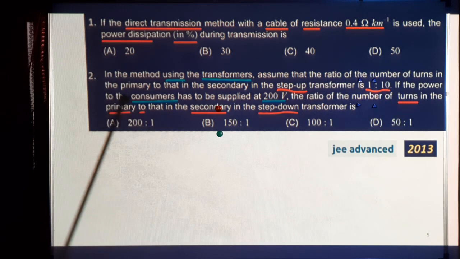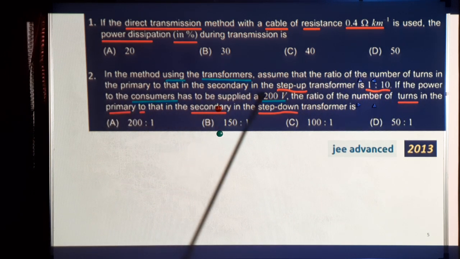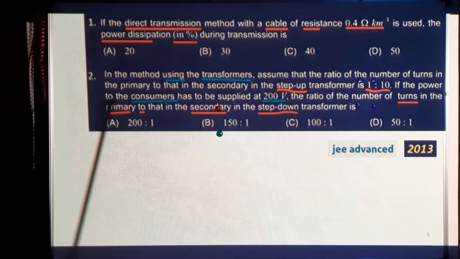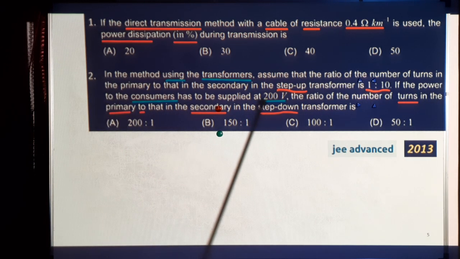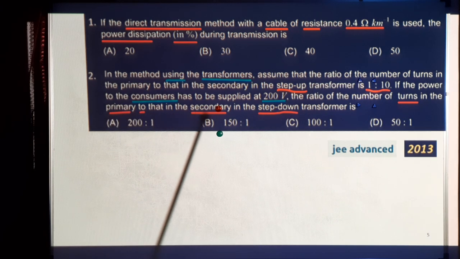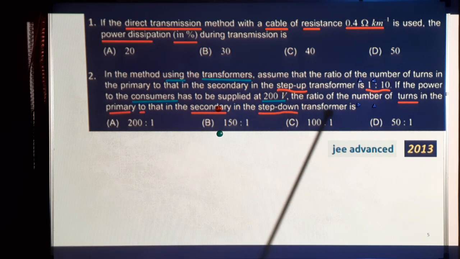in the primary to that in the secondary in the step-up transformer is 1:10. If the power to the consumers has to be supplied at 200 volts, the ratio of the number of turns in the primary to that in the secondary in the step-down transformer is. 4 options are given. You can pause and attempt this question. It's a simple, straightforward question.